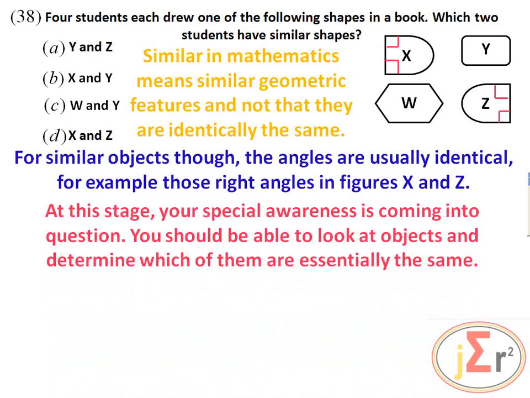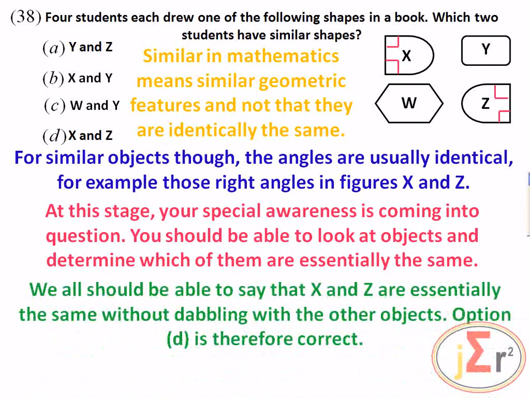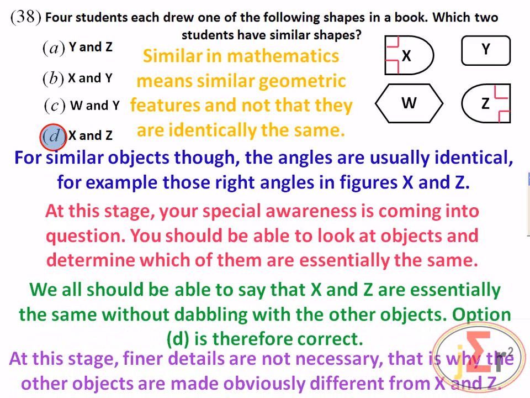At this stage, your spatial awareness is coming into question. You should be able to look at objects and determine which of them are essentially the same. We also should be able to say that X and Z are essentially the same without dabbling with other objects. Option D is therefore correct. At this stage, finer details are not necessary. That is why the other objects are made obviously different from X and Z.